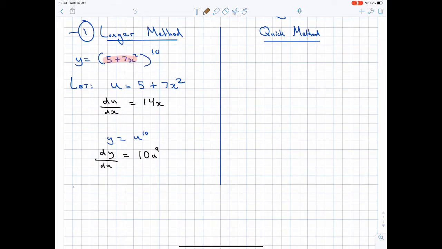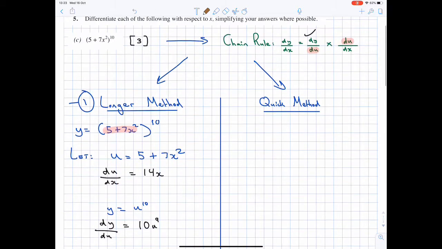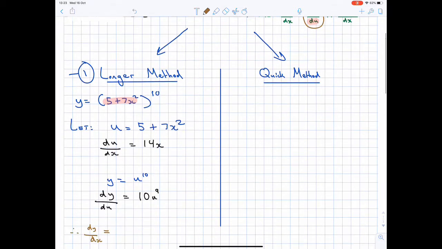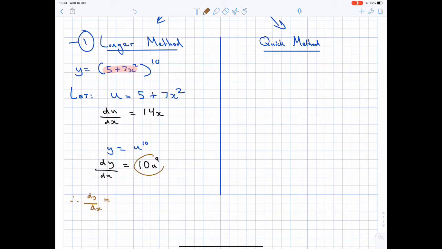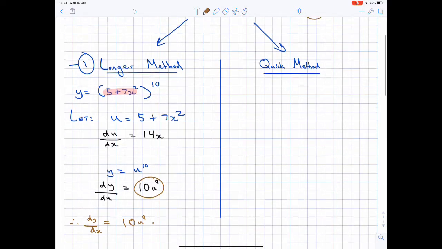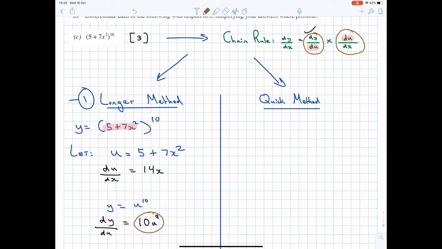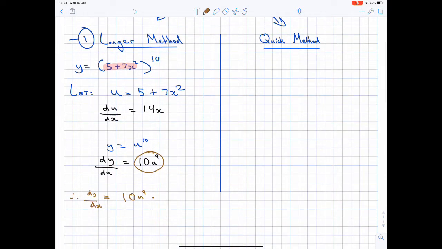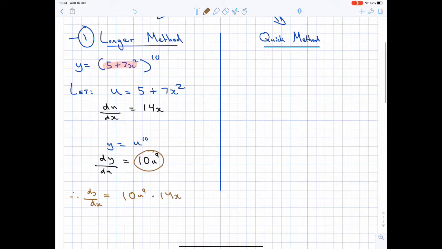And now we can actually use the chain rule. So we've got dy by dx, and that is the first part, dy by du, which is 10u to the 9. I'm going to use a dot for the multiplication so we don't get the x's and the times symbols mixed up. And then we've got du by dx, which, as you can see, is the 14x we obtained from this part here.